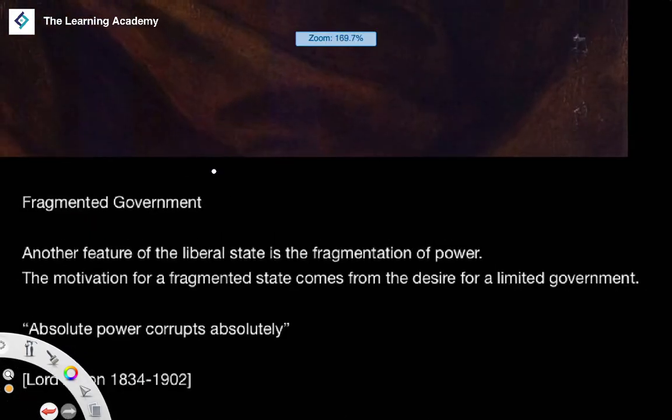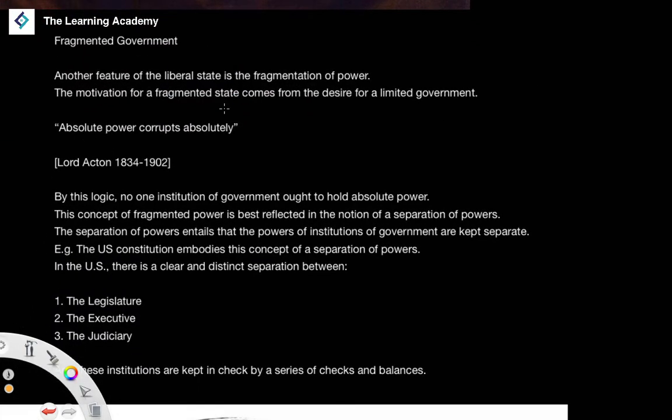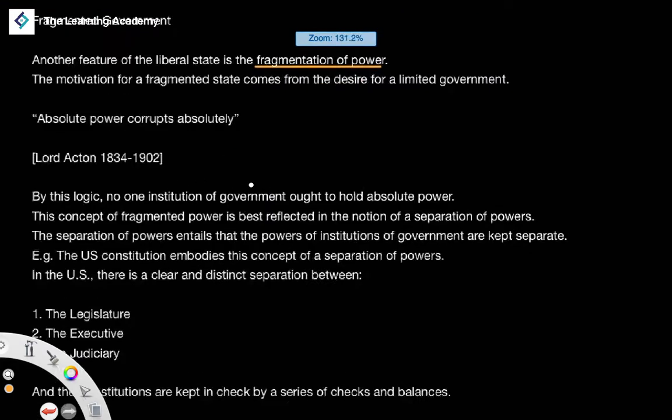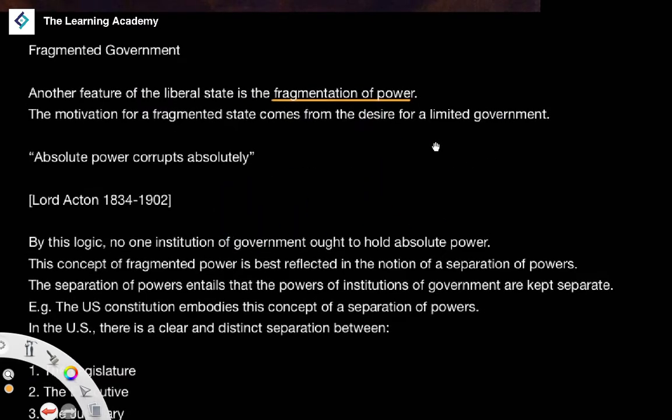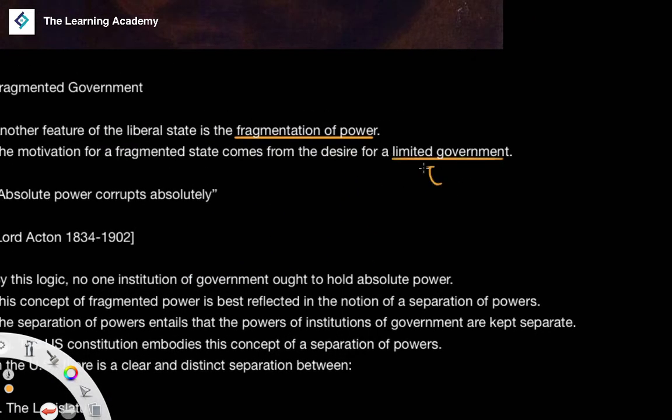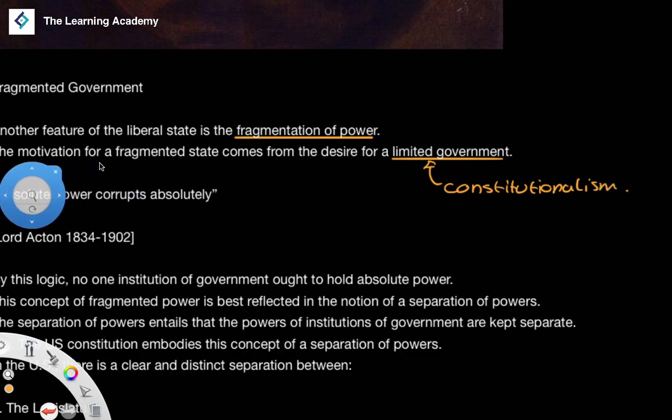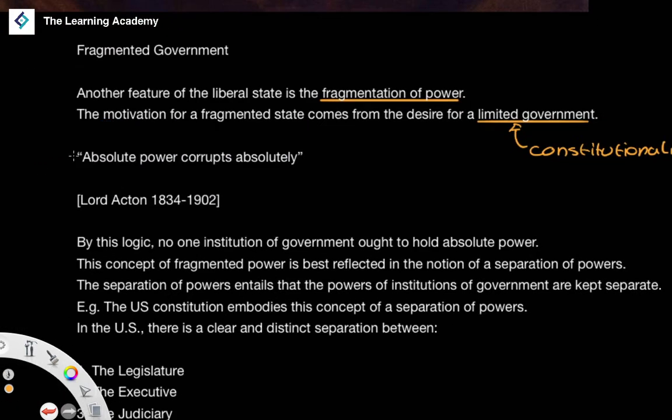A second point that we need to talk about is the concept of fragmented government. And this is another feature of the liberal state, the idea of the fragmentation of power. And the motivation for a fragmented state comes from the desire for limited government. Again, it ties into the constitutional argument, so the idea of constitutionalism as well. And as we already know from other lessons, Lord Acton, from 1834 to 1902, argued and made the point that absolute power corrupts absolutely.